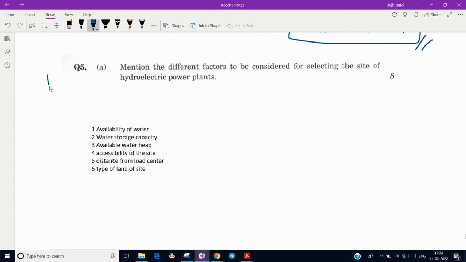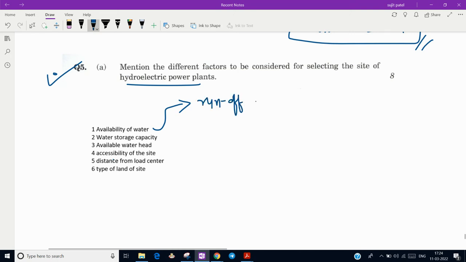Next question, a theory question from paper 2: mention the different factors to be considered for selecting the site of a hydroelectric power plant. There are 6 factors that we have to consider for site selection. First, as it is a hydroelectric power plant, we have to consider availability of water, because the capacity and size of the power plant will be decided solely based on availability of water. And how can we decide the availability of water? From runoff data, surface runoff data from civil engineering.